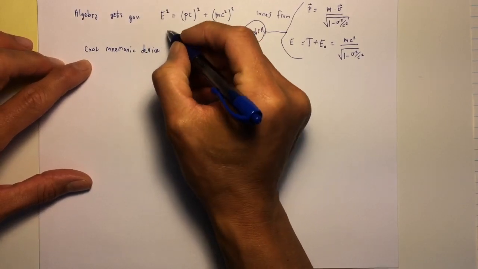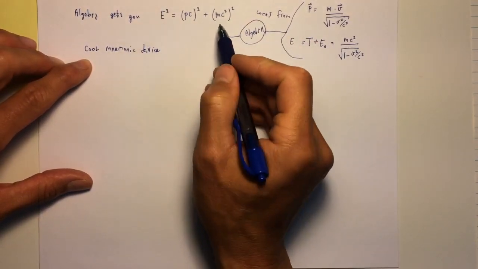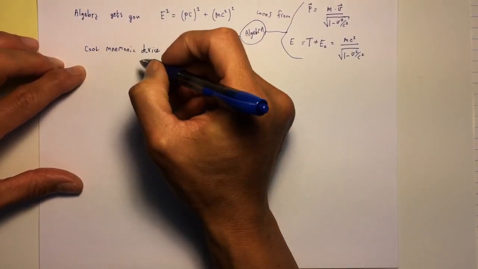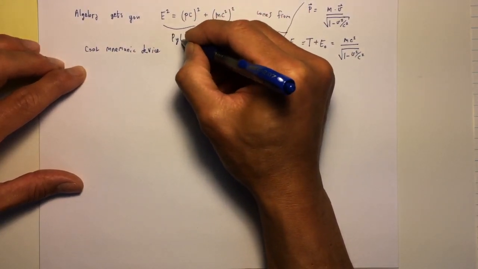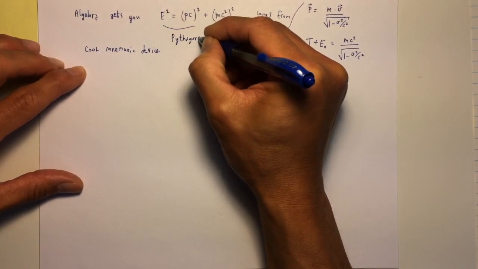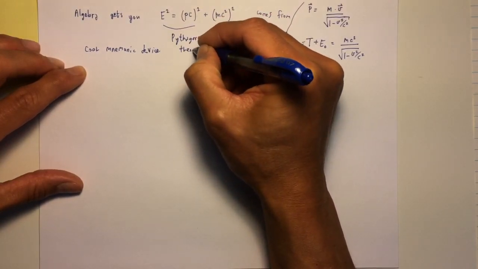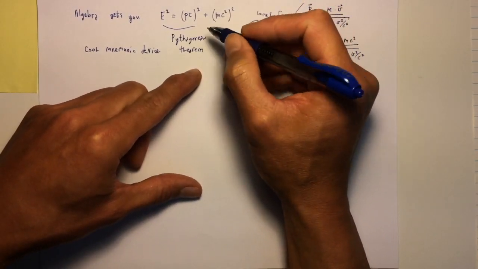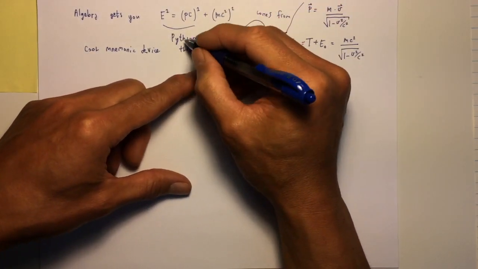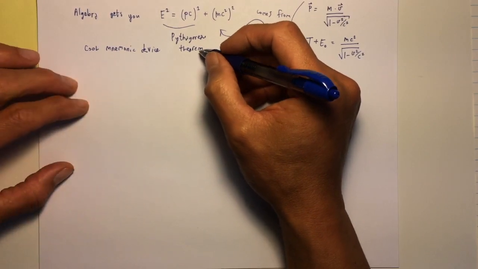So a cool mnemonic device is based on this relationship. It's when you realize that this looks kind of like the Pythagorean theorem. This is, of course, not the Pythagorean theorem. It just sort of looks like it.